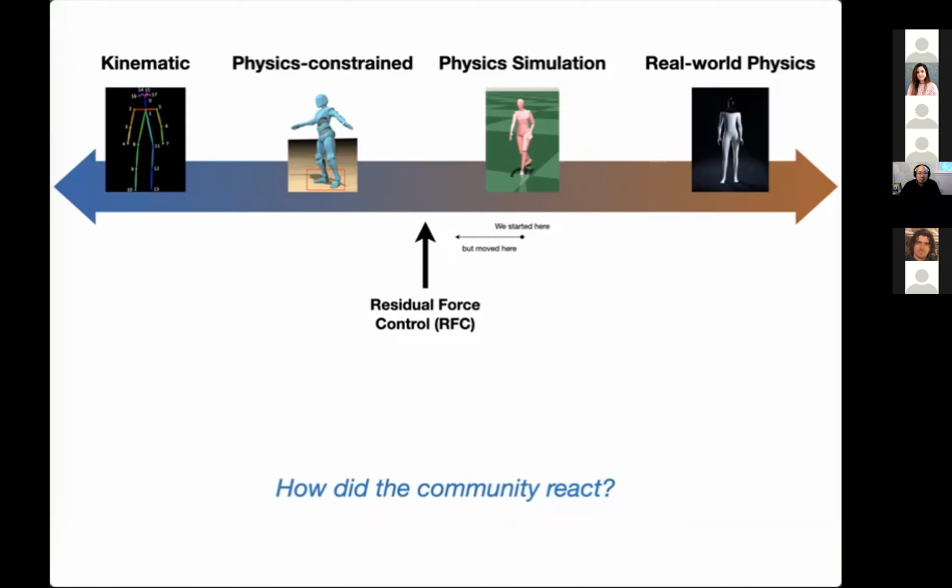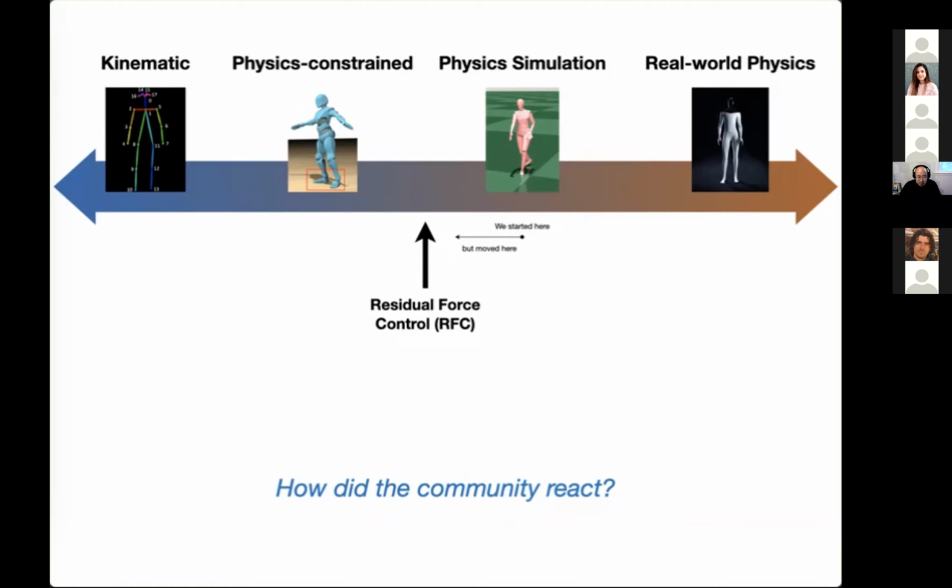Like I said, we're thinking about the spectrum. We started with physics simulation in that ICCV paper. Then we said we actually can't perform a lot of complicated models, so we're going to relax the hard physics constraints and introduce these invisible forces. It's the same thing as relaxing the physics constraints. So how did the community react?